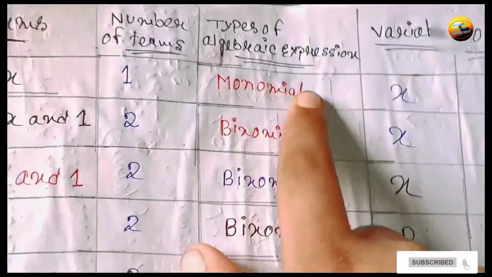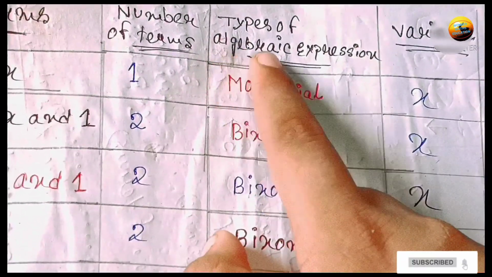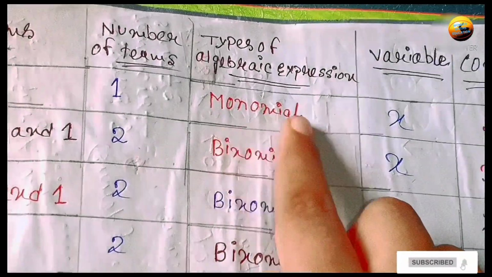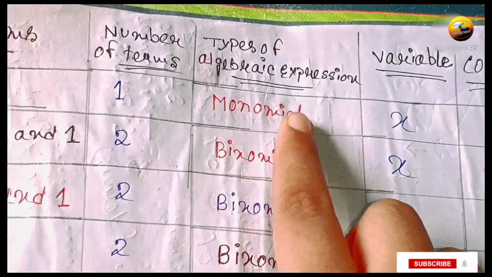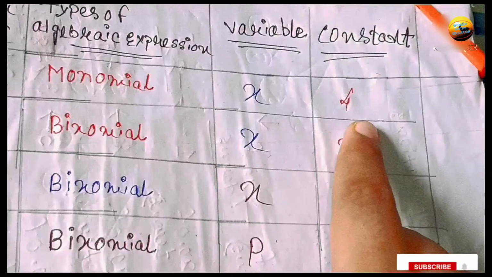I have not written "expression" because "types of algebraic expression" is already written. You can also write the type of expression, but I have only written the type, that is monomial. Here the variable is x and the constant is only 4.